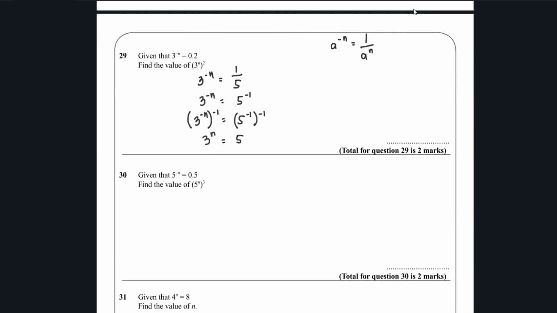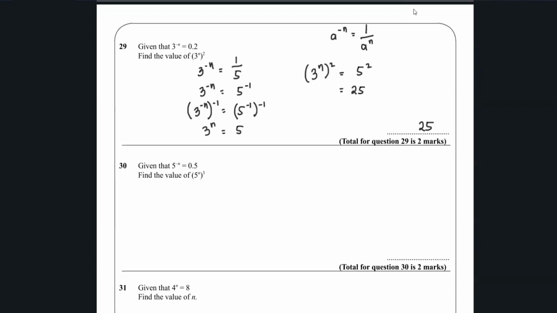Now we can just square both, because we need 3 to the power of n, squared. So we now have to simply square both sides. And that means squaring 5 as well. So therefore, this is simply equal to 25. So the answer is 25. Did you get it? Now it's just a matter of manipulating the base and the indices. So as long as whatever you do on the left side is also what you do on the right side, then you're good.